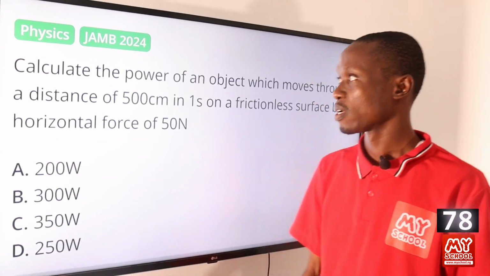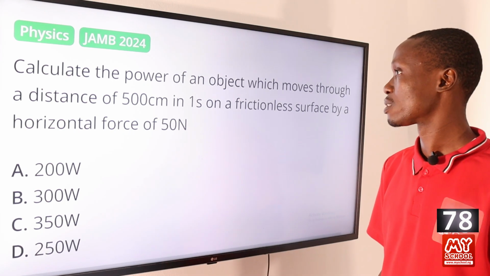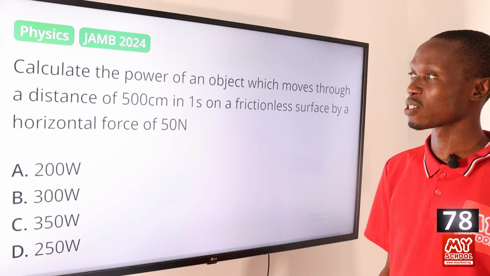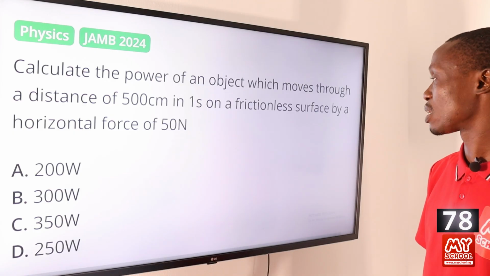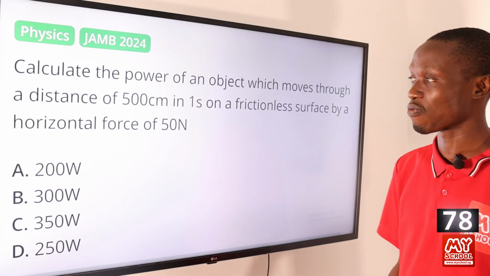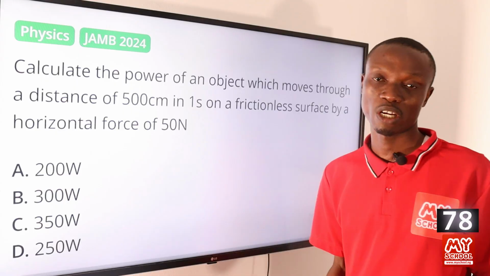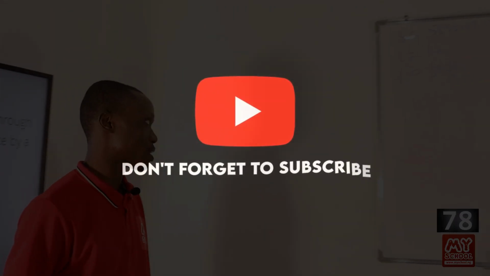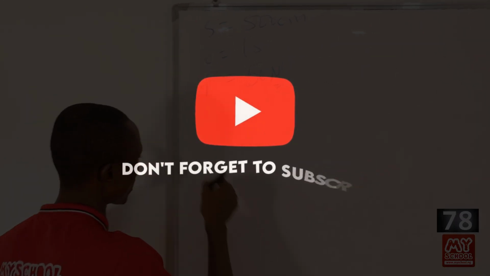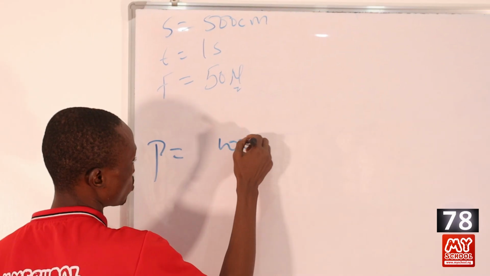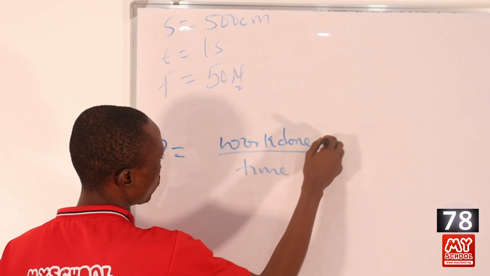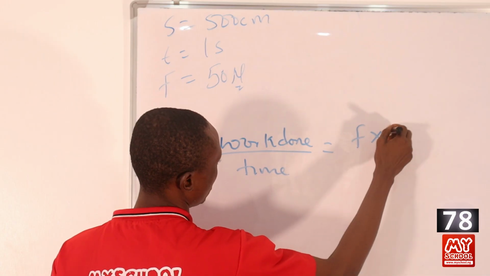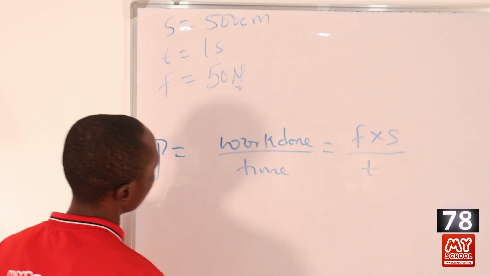Question 78. Calculate the power of an object which moves through a distance of 500 centimeters in 1 second on a frictionless surface by a horizontal force of 50 newtons. So let's move over to the board to provide answer to this question. Okay, remember that power is equal to work done all over time, right? And remember that work done is force times distance, then this will be t, right?